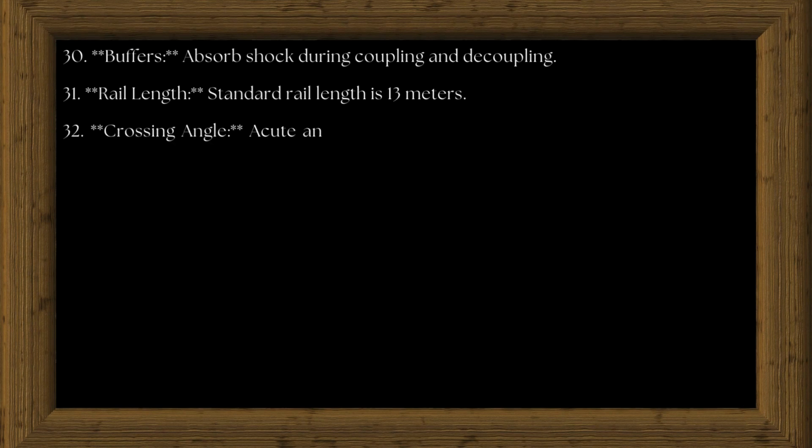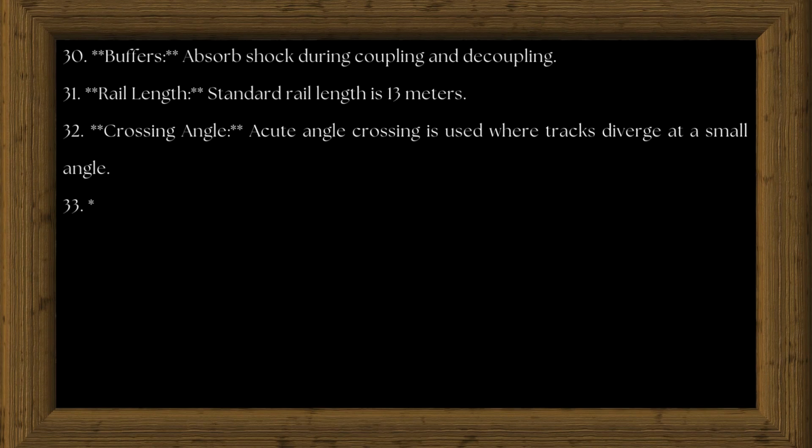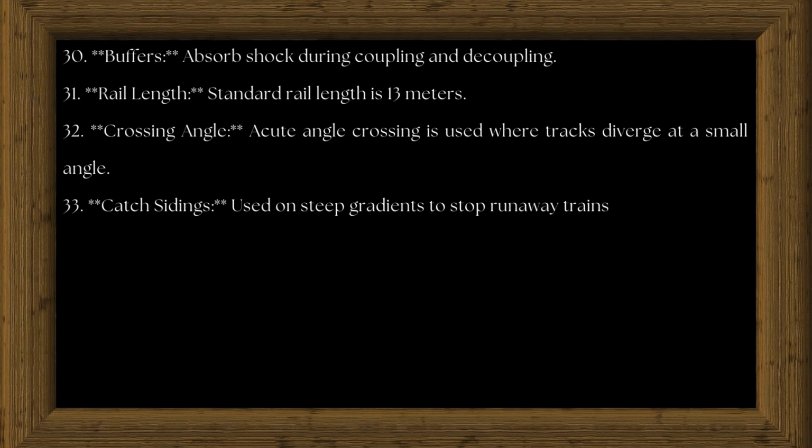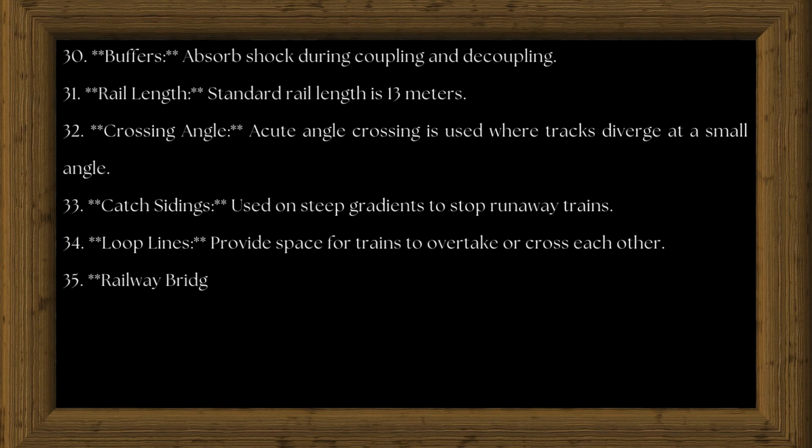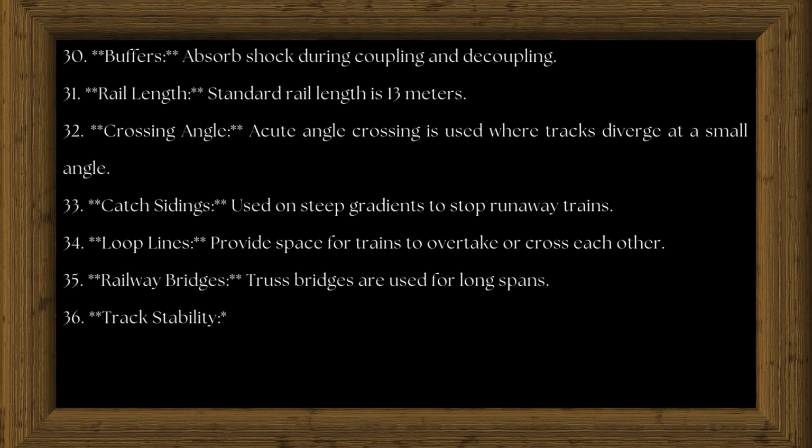Crossing angle: it is an acute angle crossing which is used when tracks diverge at a small angle. Catch sidings: it is used on steep gradients to stop runaway trains. Loop lines: it is provided space for trains to overtake or to cross each other. Railway bridges: truss bridges are used for long spans.